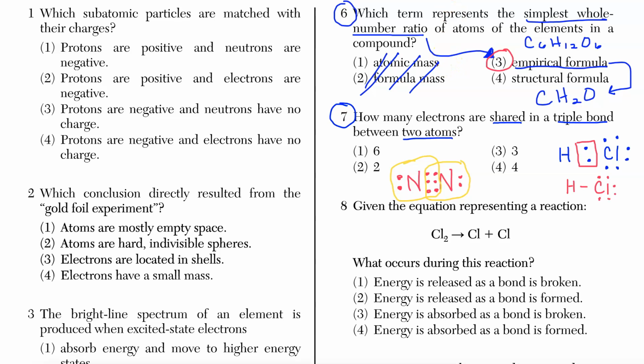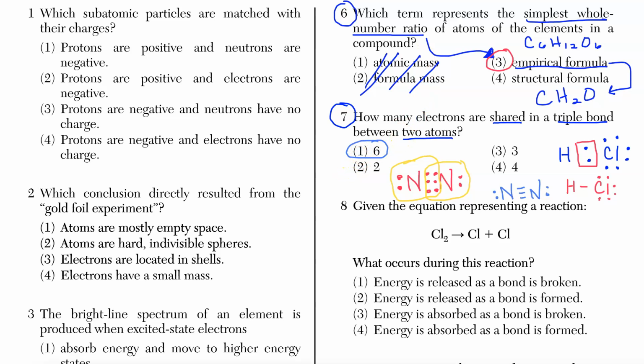And a pair is a bond, so that would be a triple bond, right? So nitrogen would have 3 bonds. And if we're drawing Lewis dot diagrams, I need to show my lone pair. So the total number of electrons would be 6. Number 7 is choice 1.